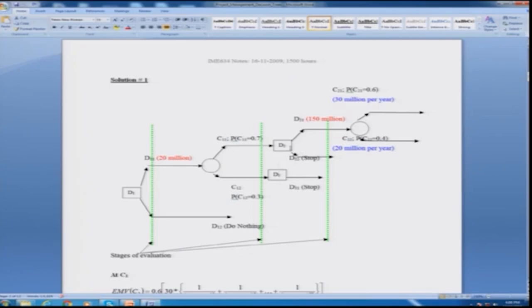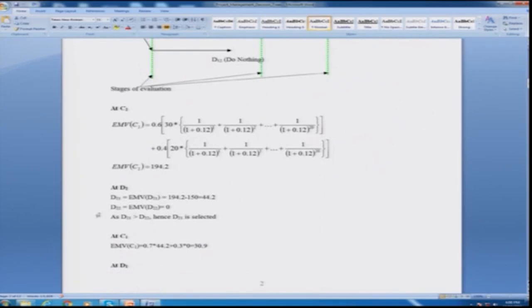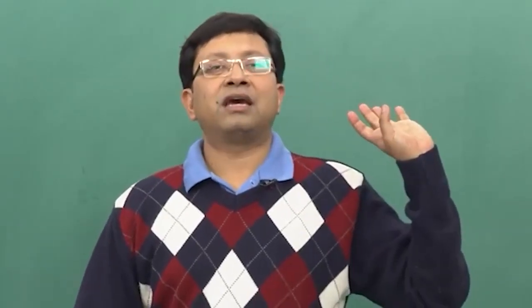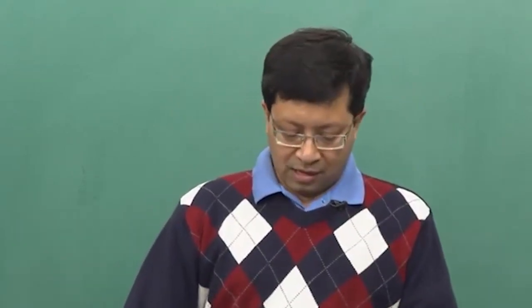So, here what you will do is you will stop the production if it is negative and you would not do anything. So, what you do is compare D21 and D22, this is positive, which means you will definitely take that, which is shown here. So, as D21 is greater than D22, hence D21 is selected. These suffixes are based on from which point to which point you are going, the nodes and the arcs, even though it does not have any direct implication with the PERT and CPM, I just wanted to mention that.